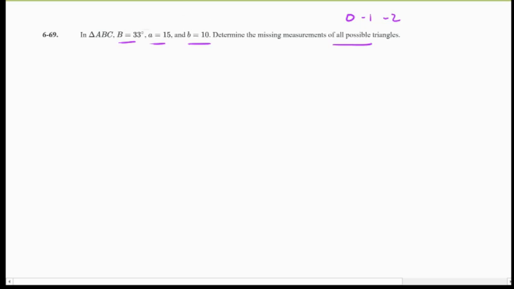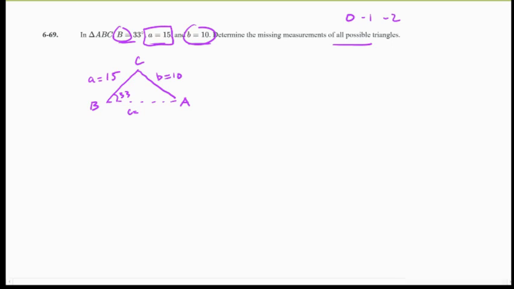So to start, I'm going to draw a general sketch of what this might look like. We have our angle here of 33. I always like to put the angle that I'm given in the bottom left. And the opposite side, because I have big B here, that means the opposite side, little b, is 10. And I'll put the adjacent side, A, as 15, which means this angle is A, this is angle C, and this is side C. So there's my rough sketch.